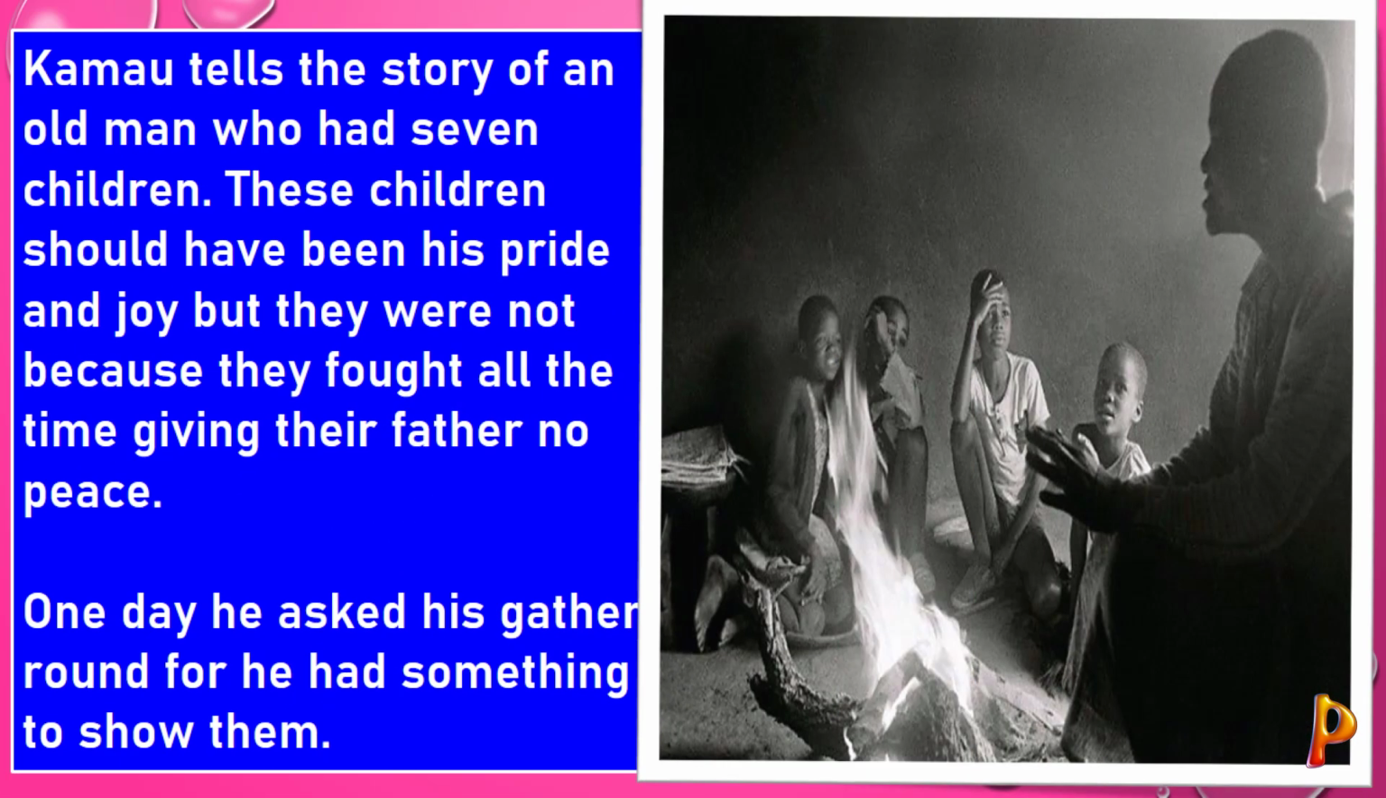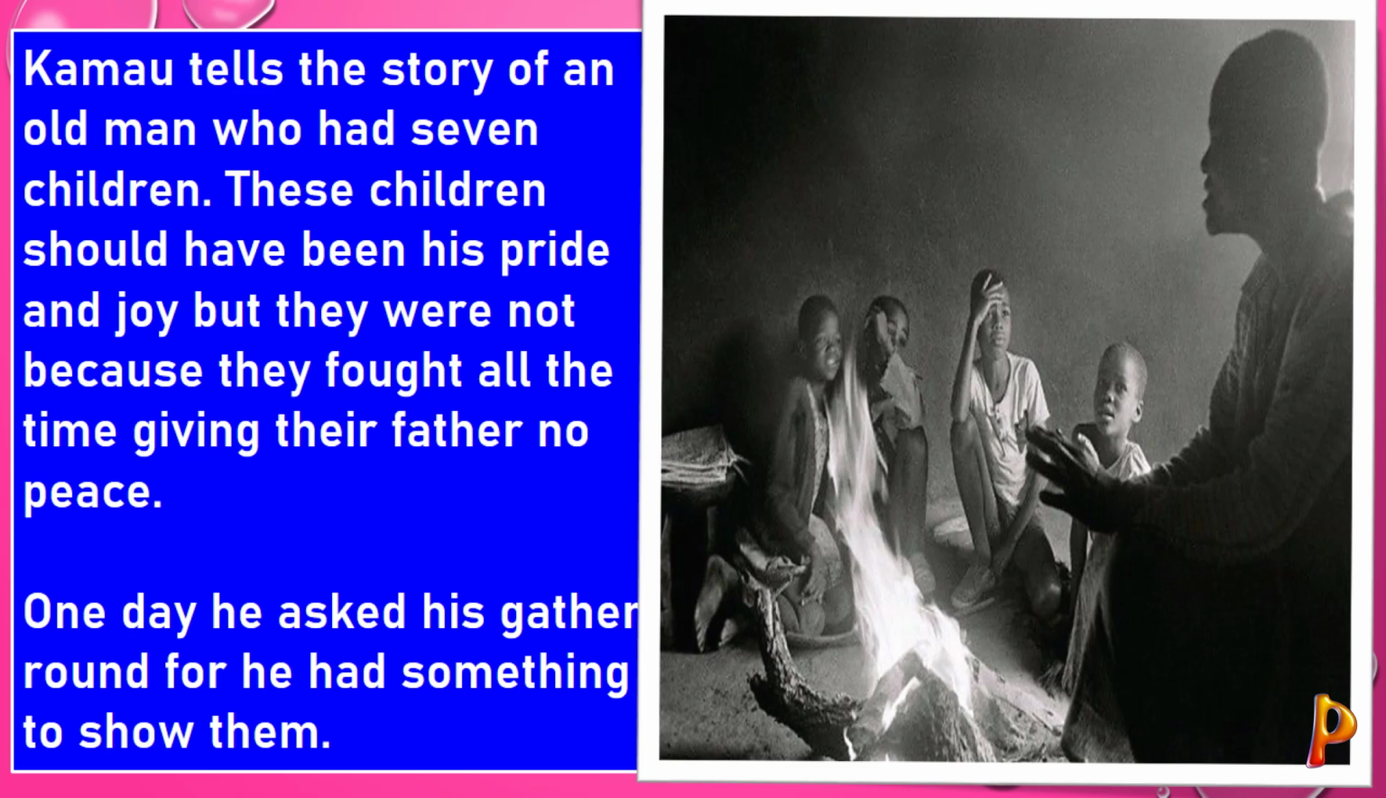Kamau tells the story of an old man who has 7 children. These children should have been his pride and joy, but they were not because they quarreled and fought all the time, giving their father no peace. One day, the old man asked his sons to gather round, for he had something to show them. The old man was holding 7 sticks that were firmly tied together.